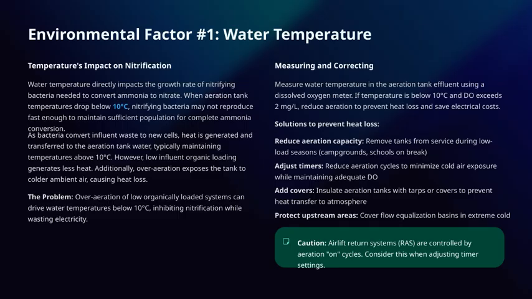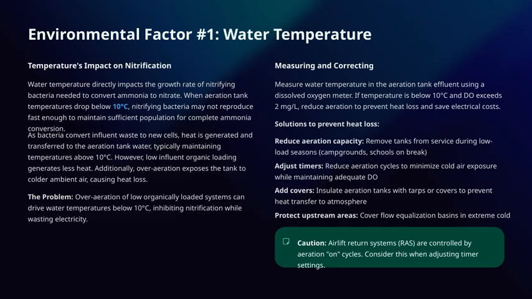Now, as bacteria work to convert waste, they generate heat, which helps keep the water temperature above that 10-degree threshold. Typically, the process maintains temperatures above 10 degrees Celsius, but there are exceptions. For instance, low-influent organic loading produces less heat, and overaeration can expose the tank to colder ambient air, leading to heat loss.